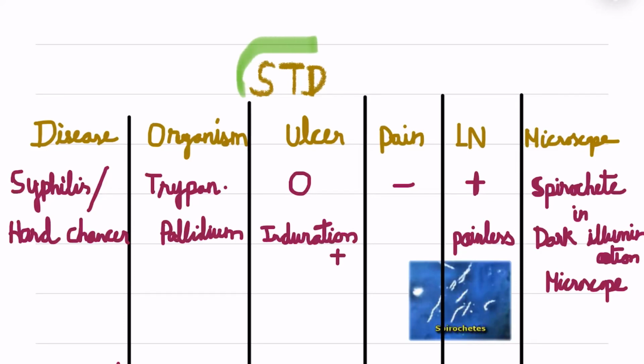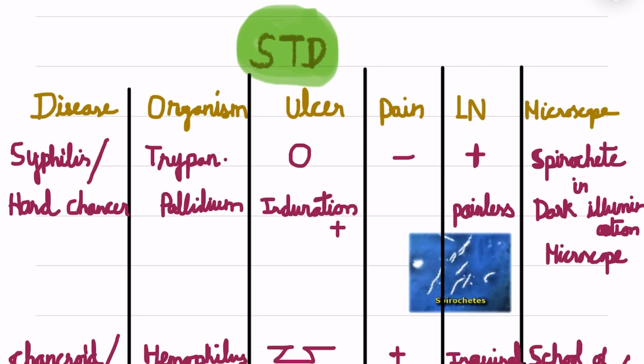The sexually transmitted diseases. We have different types of diseases included in the sexually transmitted diseases. Let's see each of these. Each disease can be separately distinguished by learning about the organism, what type of ulcer is caused, whether the ulcer is painful or not, whether the ulcer is associated with lymph node enlargement and whether that lymph node is painful or not, and what the microscopic appearance of that organism is. Let's see each of these.